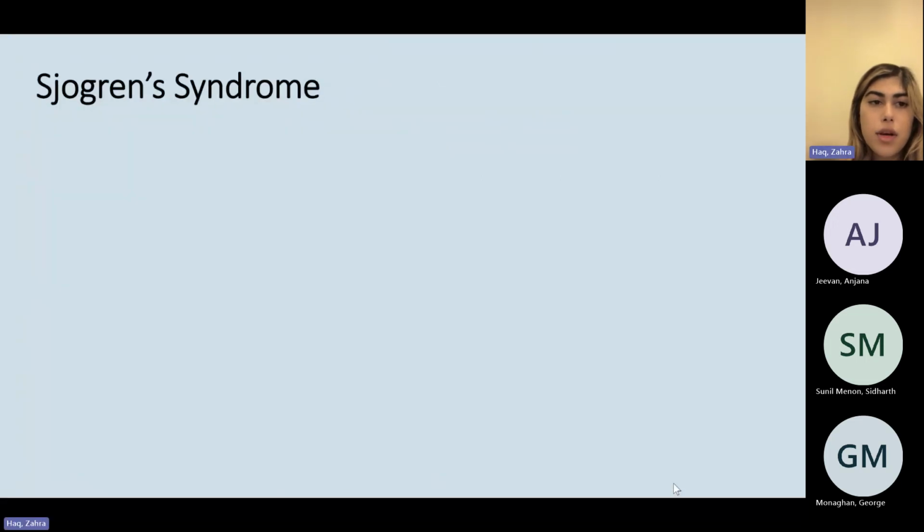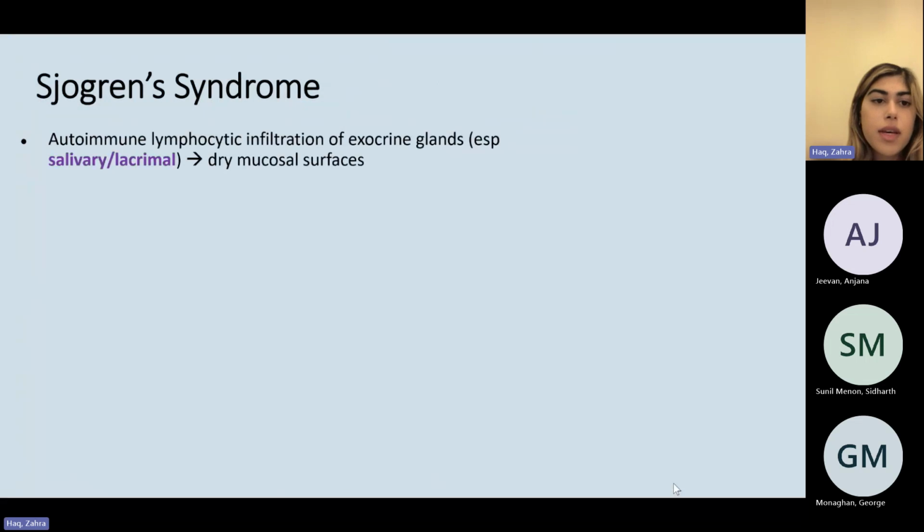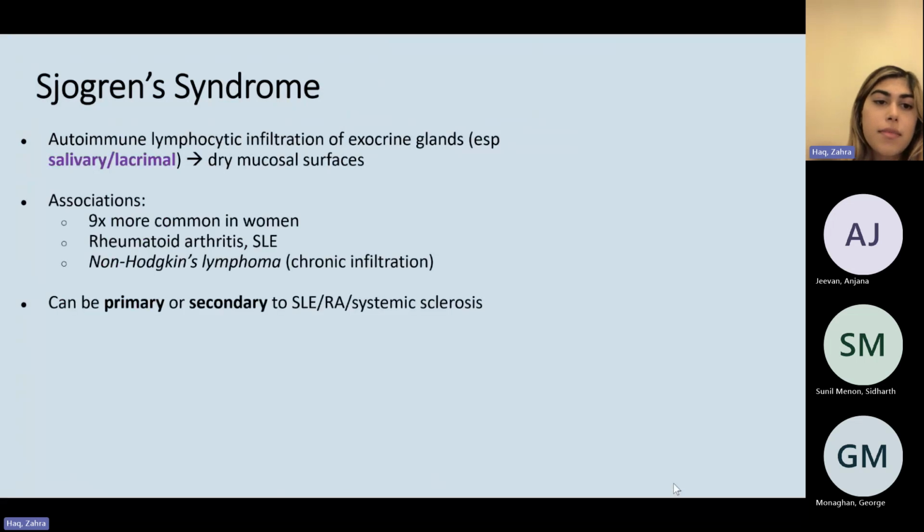Okay. So Sjogren syndrome. So this is an autoimmune syndrome, and it attacks a lot of exocrine glands. So exocrine glands are glands that secrete saliva, tears, and this causes dry mucosal surfaces. It is 9 times more common in women. It is associated with rheumatoid arthritis and systemic lupus, and also non-Hodgkin's lymphoma.